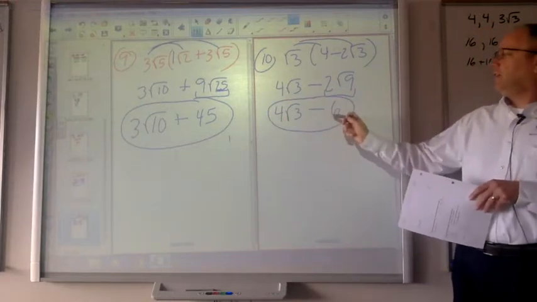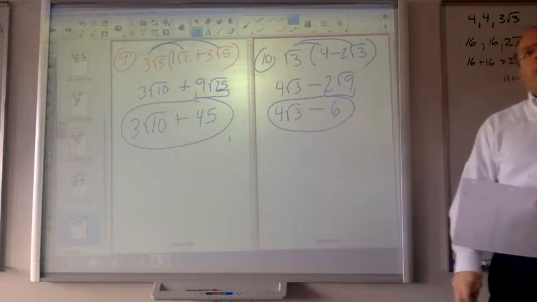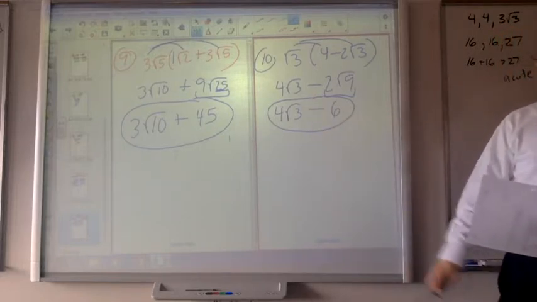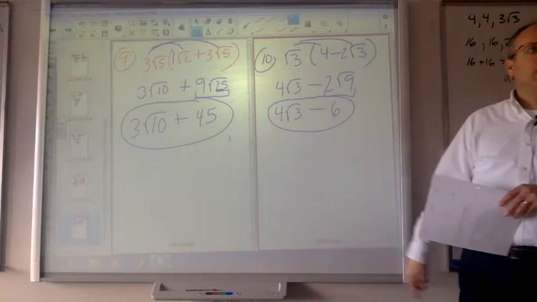Hey, is this negative or minus 6? Is that under the radical sign? Is that minus 6 under the square root sign?